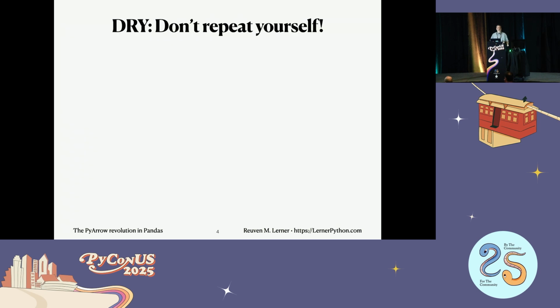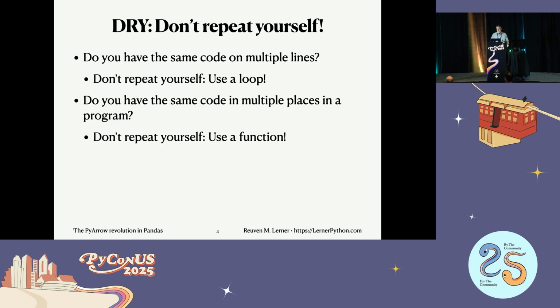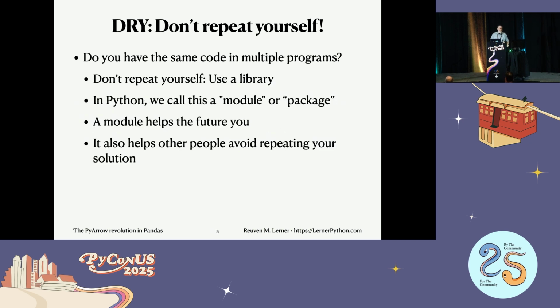But let's start off with a basic idea in programming, DRY: Don't repeat yourself. If you have the same code on multiple lines, you don't want to repeat yourself, so you use a loop. If you have the same code in multiple places in a program, use a function. And if you have the same code in multiple programs, use a library. In Python, we call these modules or packages.